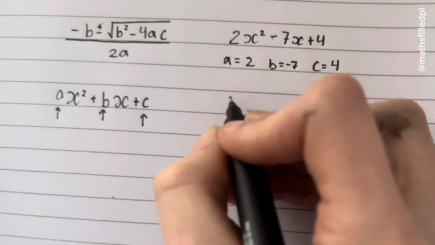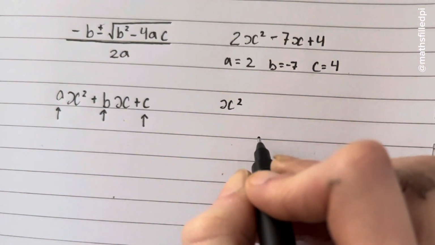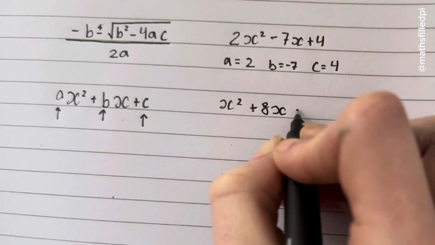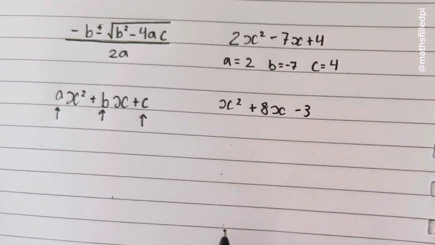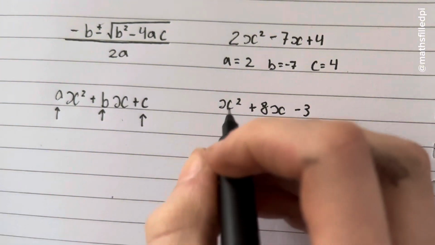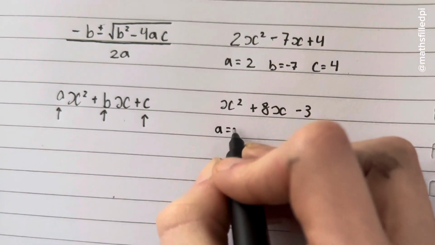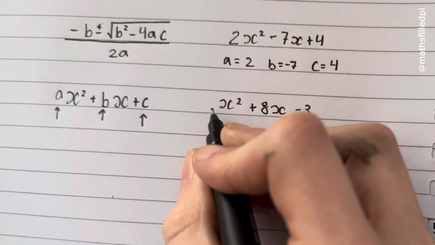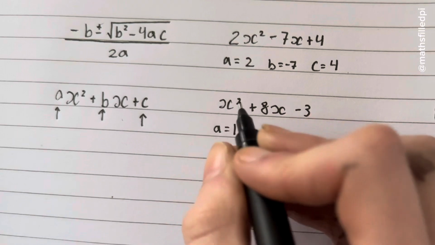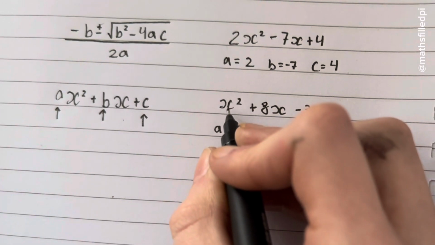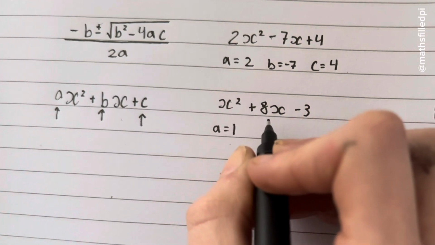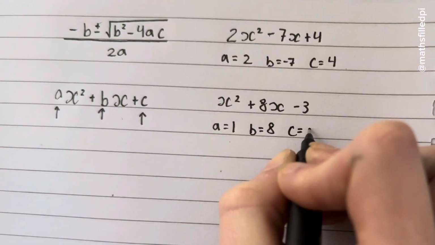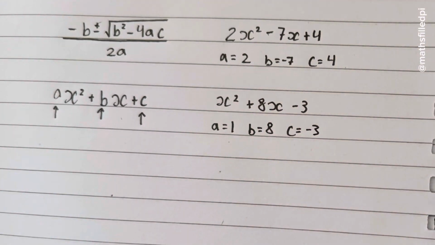Let's do another example. x squared add 8x minus 3. That would mean that a equals 1 because there is no number in front of x squared. So that means that there's only one amount of the x squared. b equals 8 and c equals minus 3.